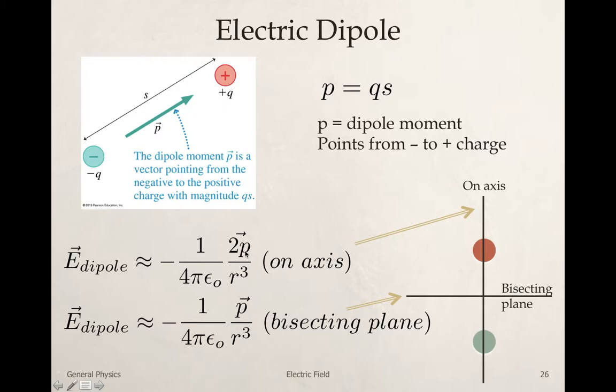Notice also that I have a larger electric field on axis versus on the bisecting plane, because here I have 2p and I only have 1p here. And so we'll work on the problems in the next video.